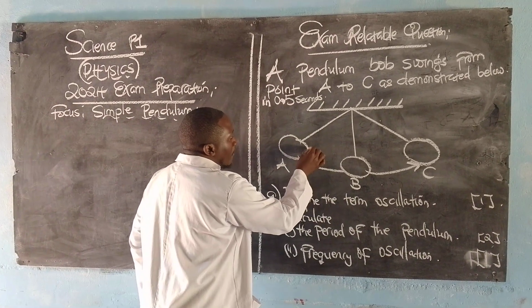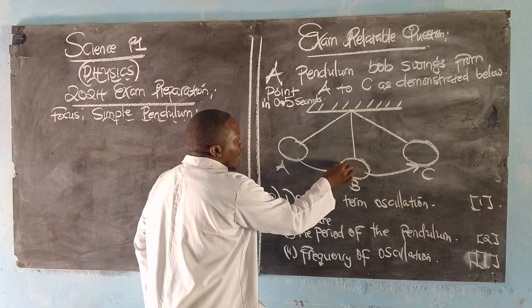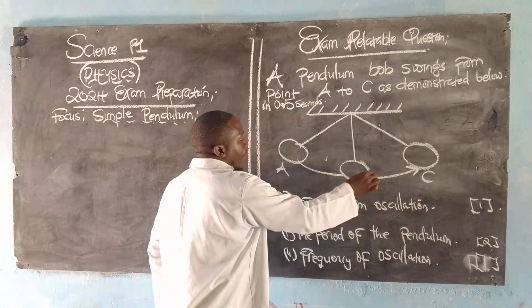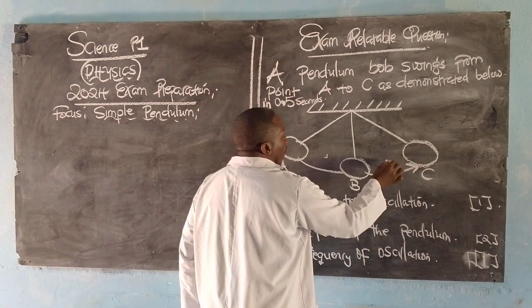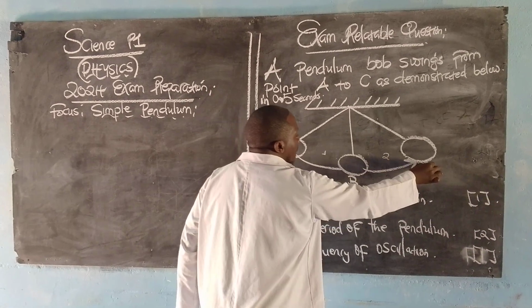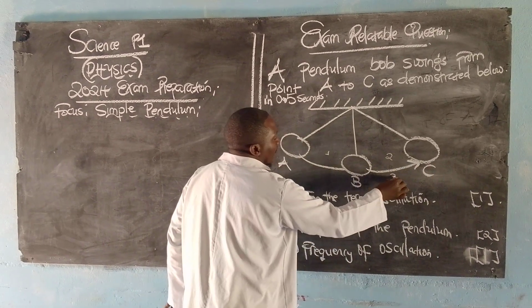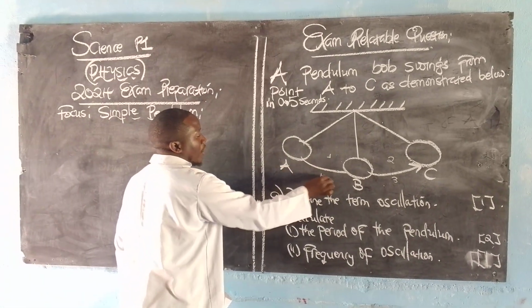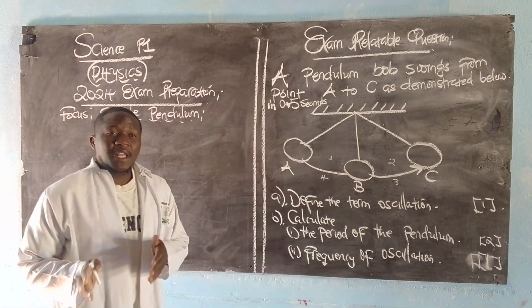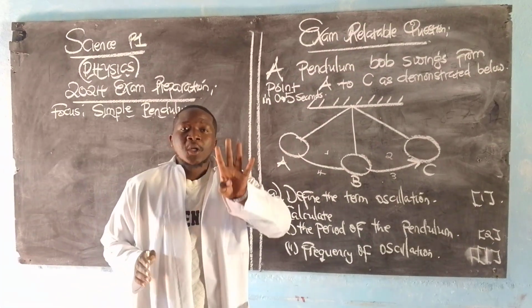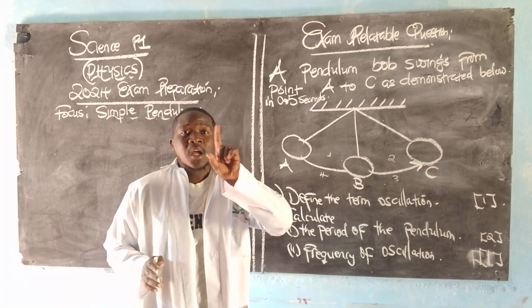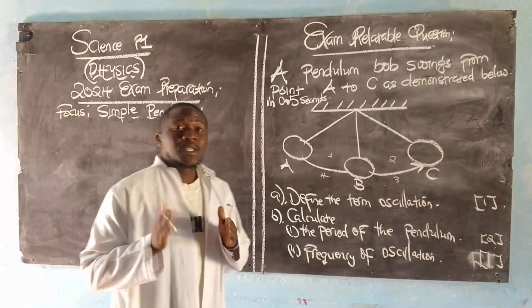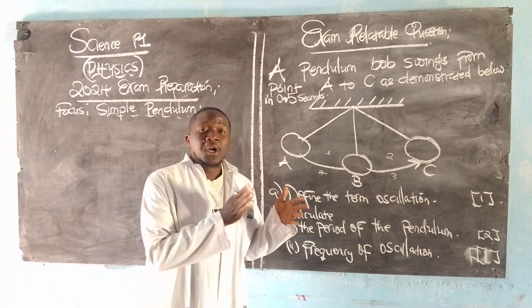If it moves from A to B, it's 1. Then from B to C, that is a 2. From C back to B, that is a 3. From B back to the original point A, that is a 4. So the pendulum bob will make 4 swings to complete 1 oscillation. So 1 oscillation is equivalent to 4 swings.